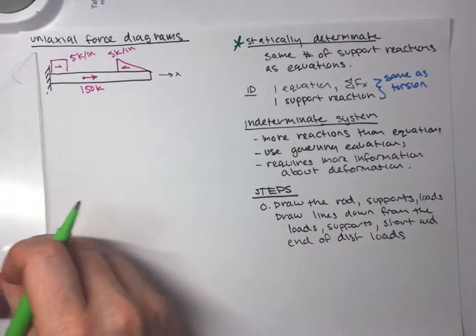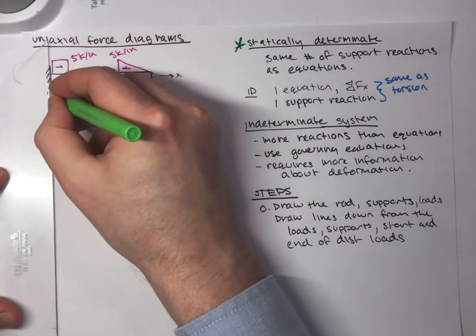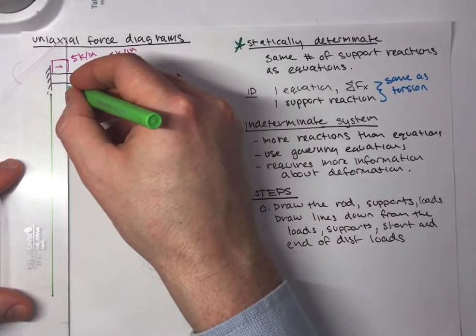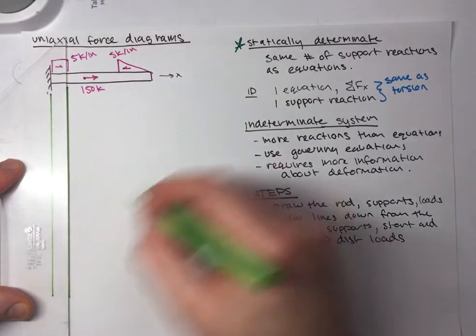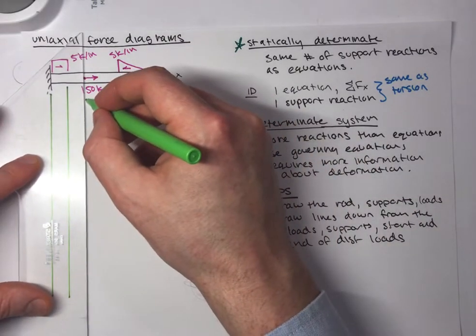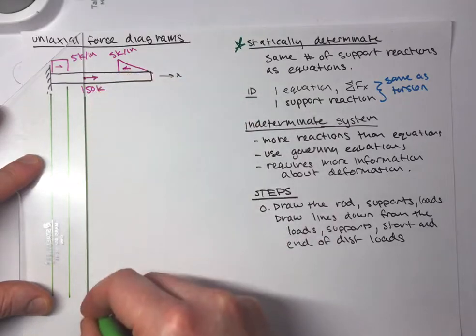And let's draw this line, something like that. So here's my first line down. Now I'm going to be at the end of my distributed load, so I'll draw another line down. And I'll come over here to my concentrated force. I'll draw another line down.